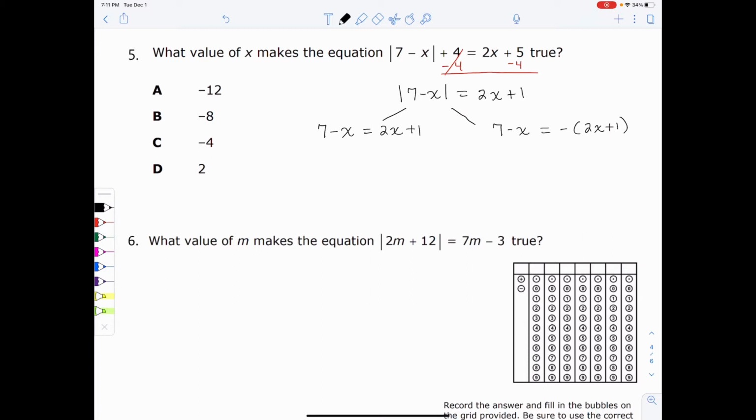All right, so let's do this again. If I add x to both sides, that'll leave me with 7 equals 3x plus 1. And to isolate x, subtract 1 on both sides, leaving us with 6 equals 3x. And then we divide by 3, 6 over 3 equals 2. So 2 equals x.